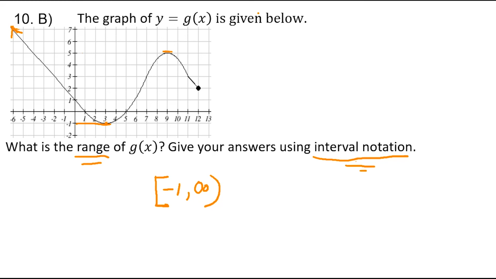So the lowest value that we'll get for our range is -1, and the highest value we can get is all the way up to positive infinity.